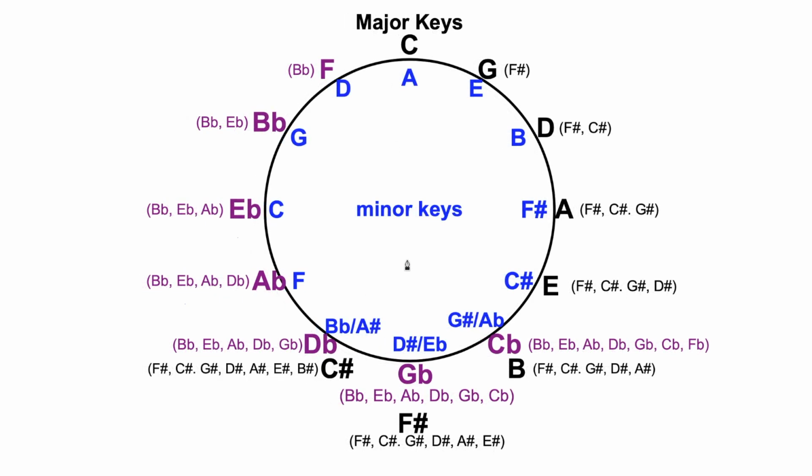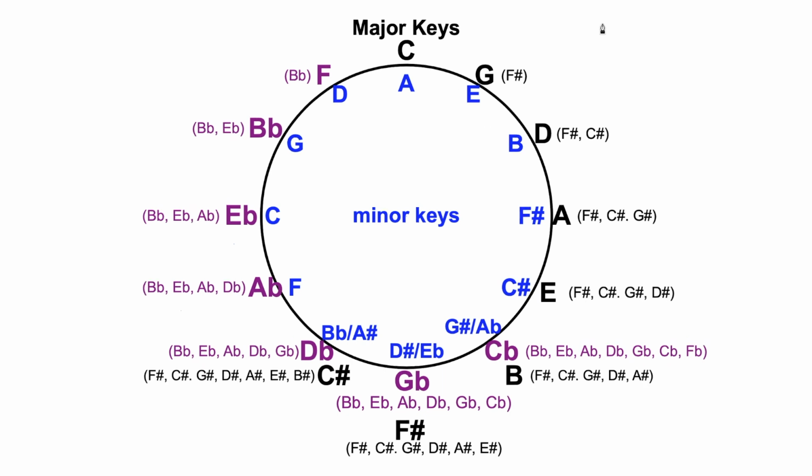Now on the inside of the circle, I have drawn the minor keys, or the relative minor keys. Every major key has what's called a relative minor key. In other words, a minor key that shares exactly the same notes. The key of C has exactly the same notes as the key of A minor. The key of G has exactly the same notes as the key of E minor.